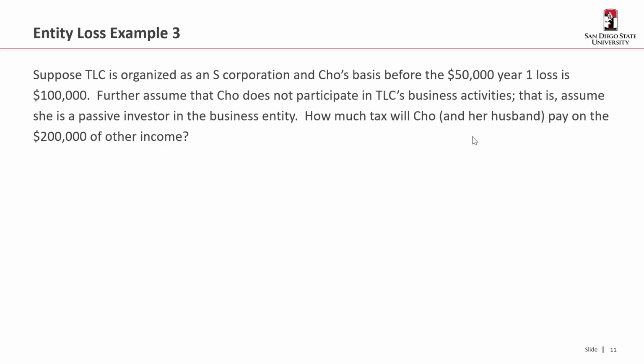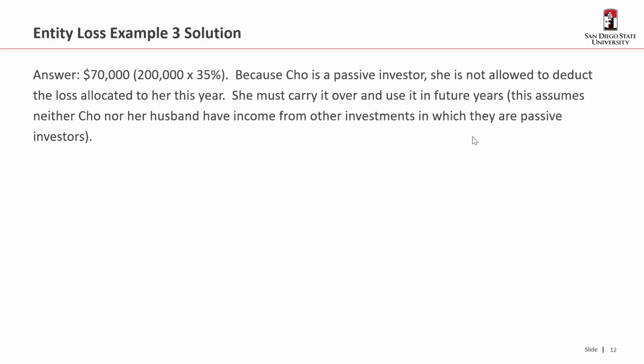Okay, so suppose TLC is organized as an S Corp, and Cho's basis before the $50,000 loss is $100,000. And let's further assume that she does not participate in the business activities, that she's a passive investor. We should already be thinking the second I hear she's not a material participant, that there's probably going to be a passive loss issue. So again, how much tax will they pay? Well, in this case, it's just like it's a C corporation. Because she's a passive investor, the passive loss limitation applies to Cho. She won't be able to deduct any of that $50,000 unless, of course, she generates some other form of passive income.